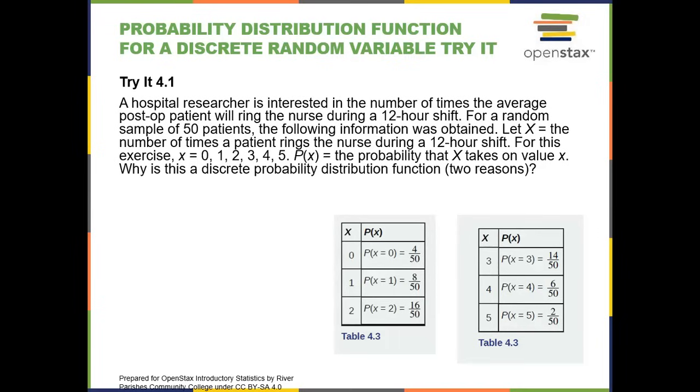A hospital researcher is interested in the number of times the average post-op patient will ring the nurse during a 12-hour shift. For a random sample of 50 patients, the following information was obtained. Capital X is the number of times a patient rings the nurse during a 12-hour shift. For this exercise, small x is 0, 1, 2, 3, 4, 5. The probability of x is equal to the probability that capital X takes on the value small x.